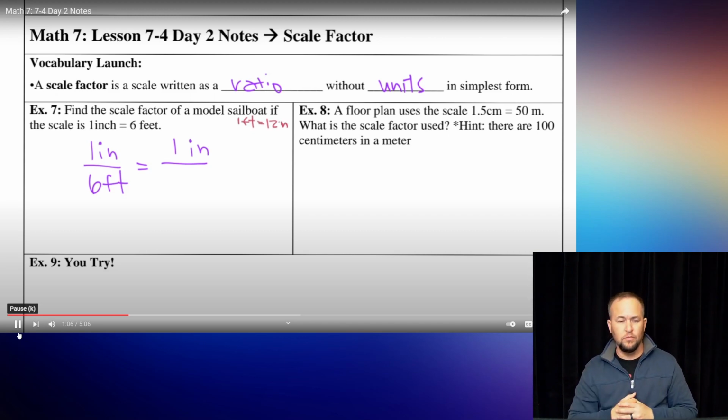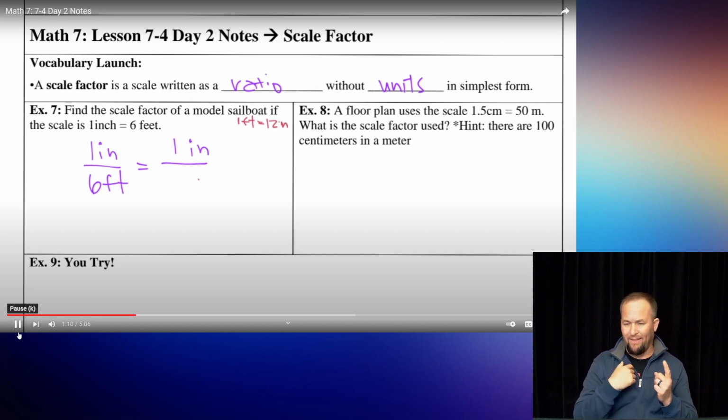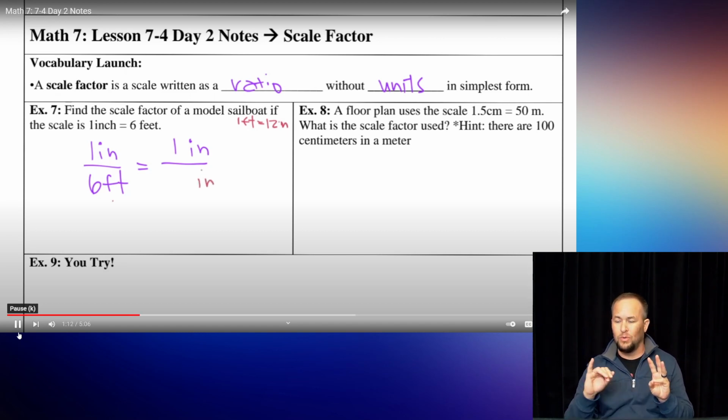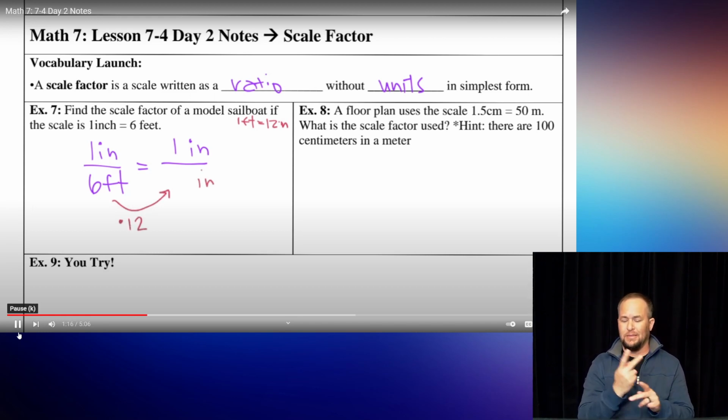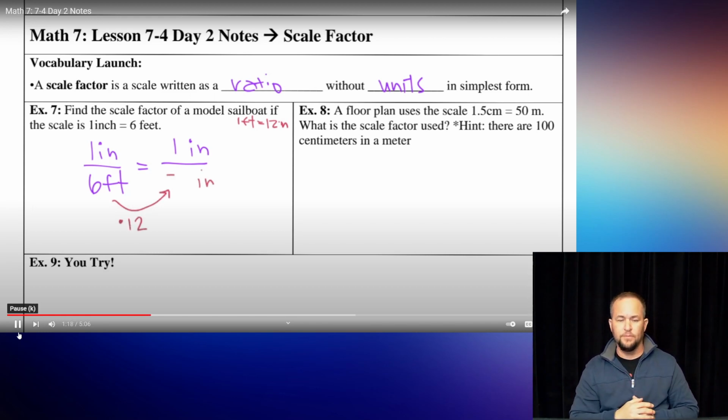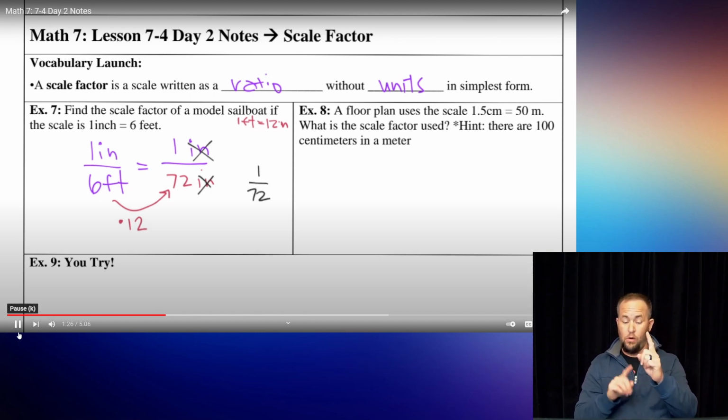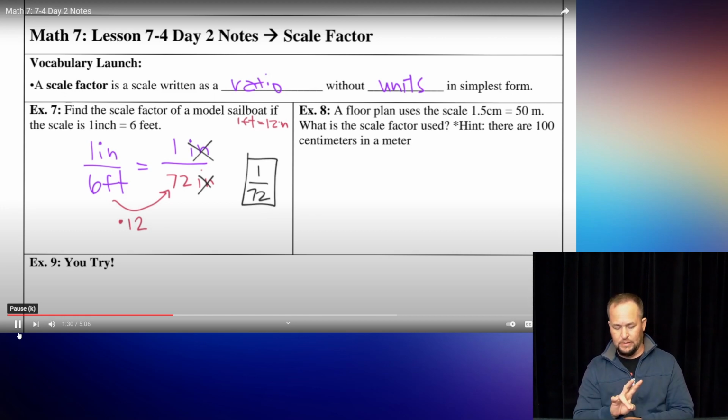So knowing that information, I don't have just 1 foot, I have 6 feet. So in order to get inches down in the denominator right here, I know that I'm going to multiply by that 12 inches. So therefore 6 times 12 gives us 72 inches. And then last step, you just lose the units. Our final answer is 1/72 as a fraction in simplest form. That's as simple as we get it. So there's the final answer for example 7.